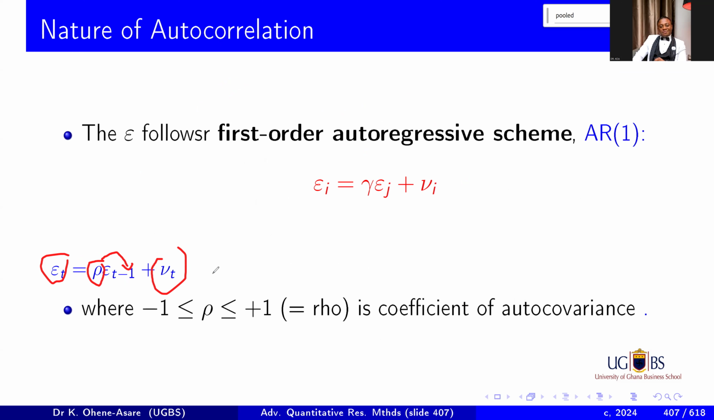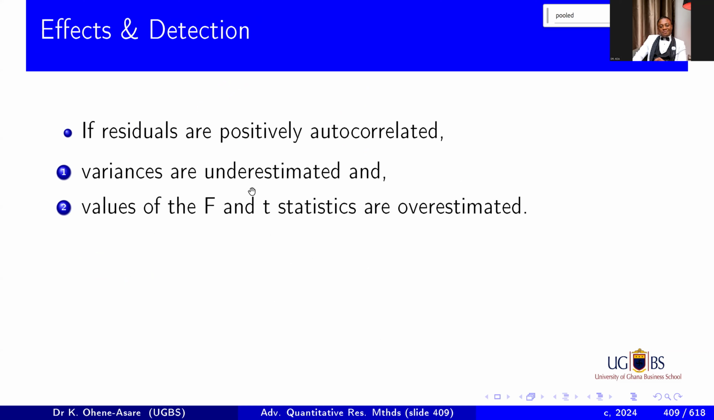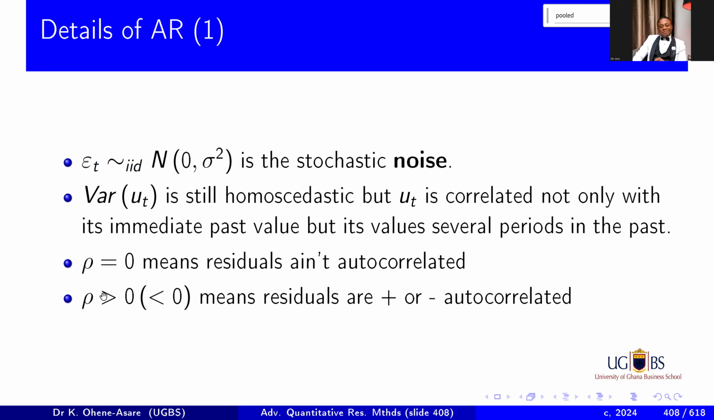So rho should be 0. But hey, life is not a straight line. Rho can sometimes be non-zero. If rho is more than 0, that is, if it is positive, it means that the residuals are positively autocorrelated. If rho is less than 0, we have negative autocorrelation.